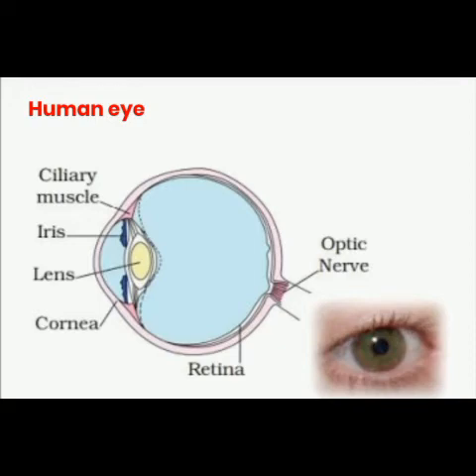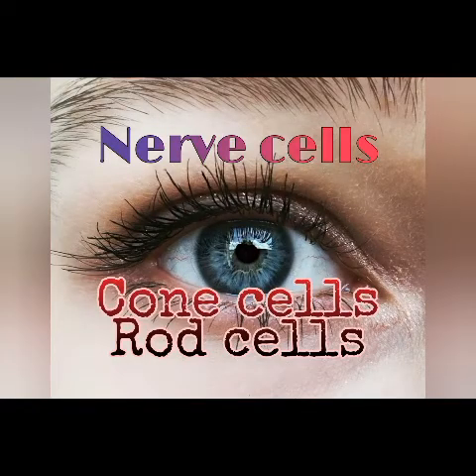Sensations felt by the nerve cells are then transmitted to the brain through the optic nerve. There are two kinds of cells, the cone cells which are sensitive to bright light and the rod cells which are sensitive to dim light. Rods are most important for vision in dim light. A nocturnal animal like an owl has a very large number of rod cells in the retina of its eyes. These help the owl to see properly even in dim light during the night.